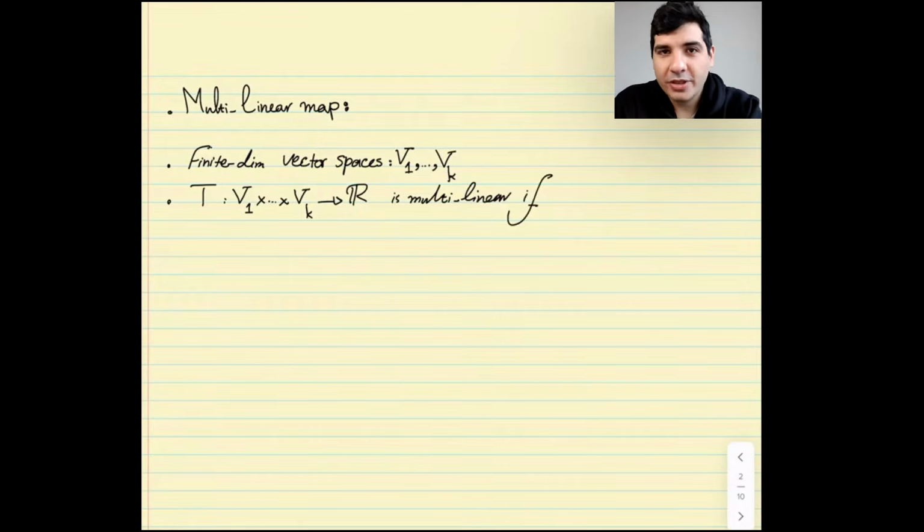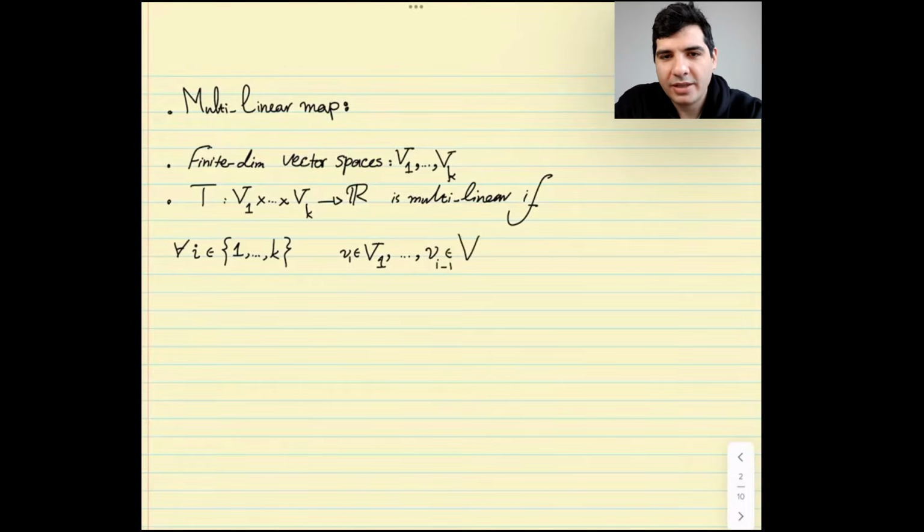If we fix, for any i from 1 to k, the other k minus 1 coordinates and only look at the ith coordinate, it would be linear in that coordinate. So let's say v1 is a vector in the vector space V1, vi minus 1 is a vector in the vector space Vi minus 1, vi and vi prime are two vectors in the vector space Vi, and then up to vk in the vector space Vk. We use small letters for vectors and capital letters for vector spaces. Also, let's say c is a constant real number.